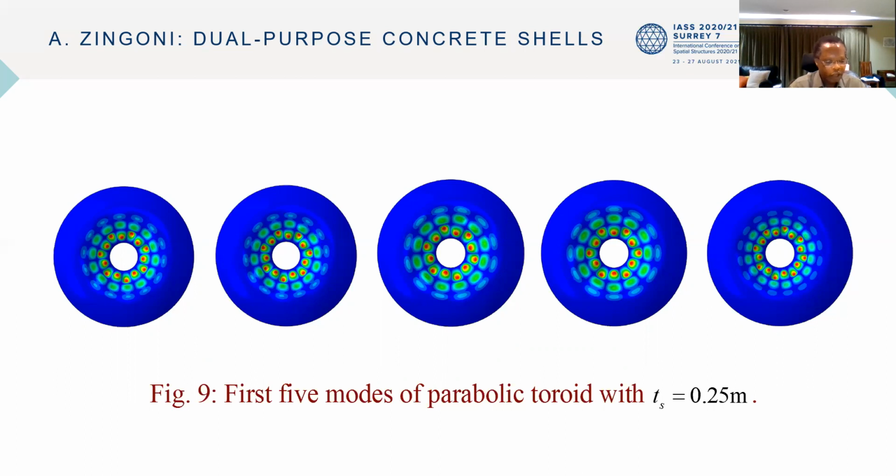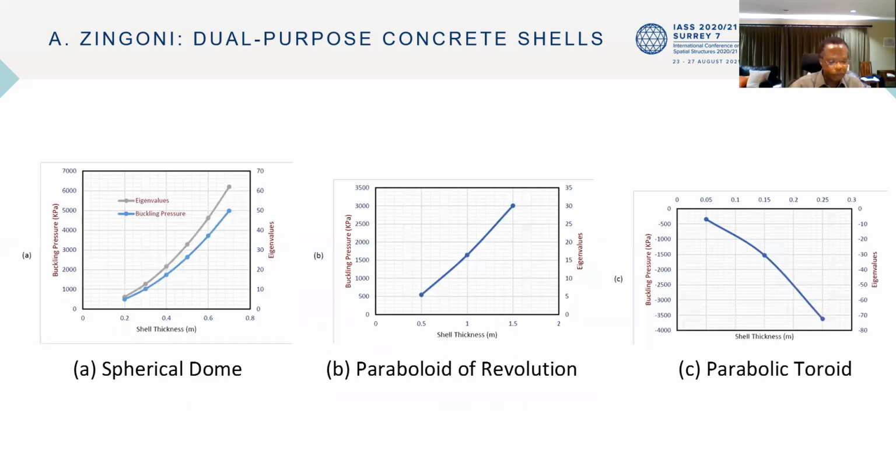Considering only the first mode, which corresponds to the lowest buckling pressure, eigenvalues and corresponding buckling pressures have been plotted versus TS for the 3 domes. Eigenvalues ranged from 6 to 62 in the case of the spherical dome, and from 5 to 30 in the case of the paraboloid of revolution. These values represent high factors of safety against buckling. Such high values also suggest that the shells will still be safe even after accounting for the possibility of imperfections.